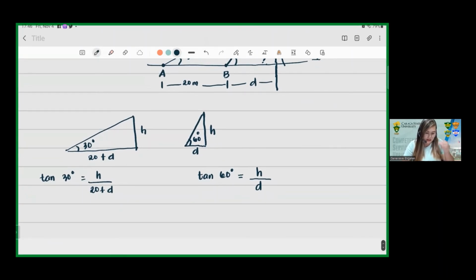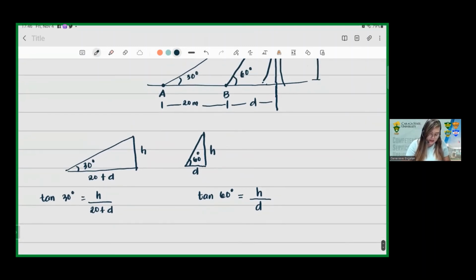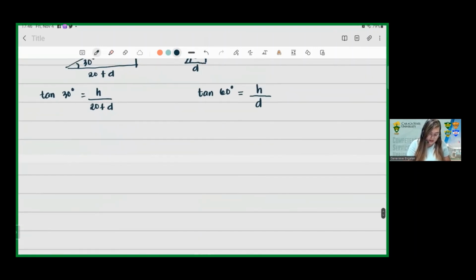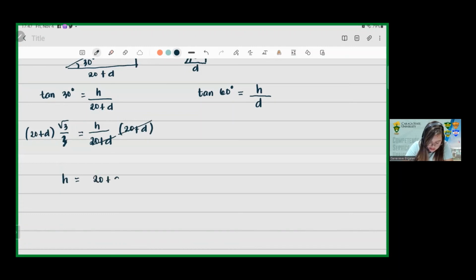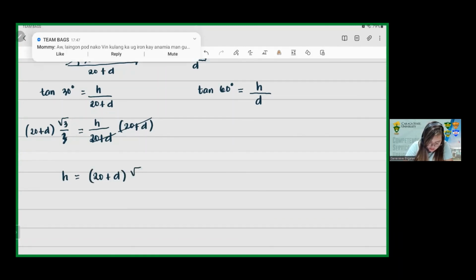So, what is the tangent of 30? Tangent of 30 is sine over cosine, so square root of 3 over 3. And this is H over 20 plus D. Multiply both sides by 20 plus D, so it cancels. So H is equal to 20 plus D times square root of 3 over 3.